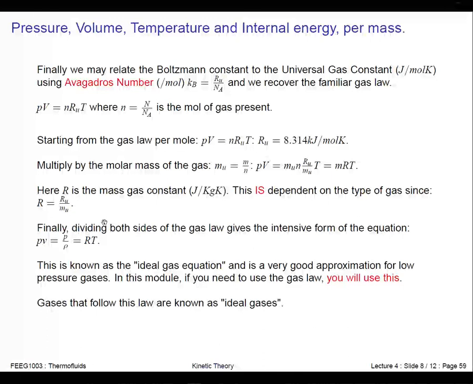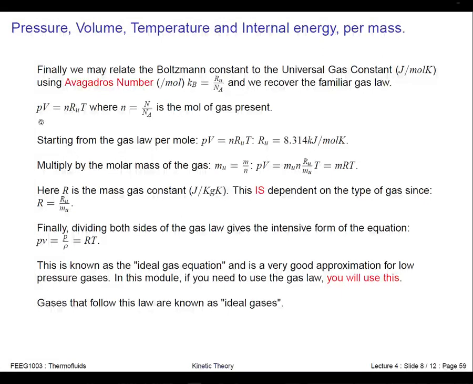So the next stage is to get to our familiar gas law, and we can do that using Avogadro's number, because there is a definition for the Boltzmann constant: it's the universal gas constant divided by Avogadro's number. This allows us to write the molar form of the gas law. Here, small n is the number of moles, and the number of moles is effectively the number of molecules we've got in our box divided by Avogadro's number.